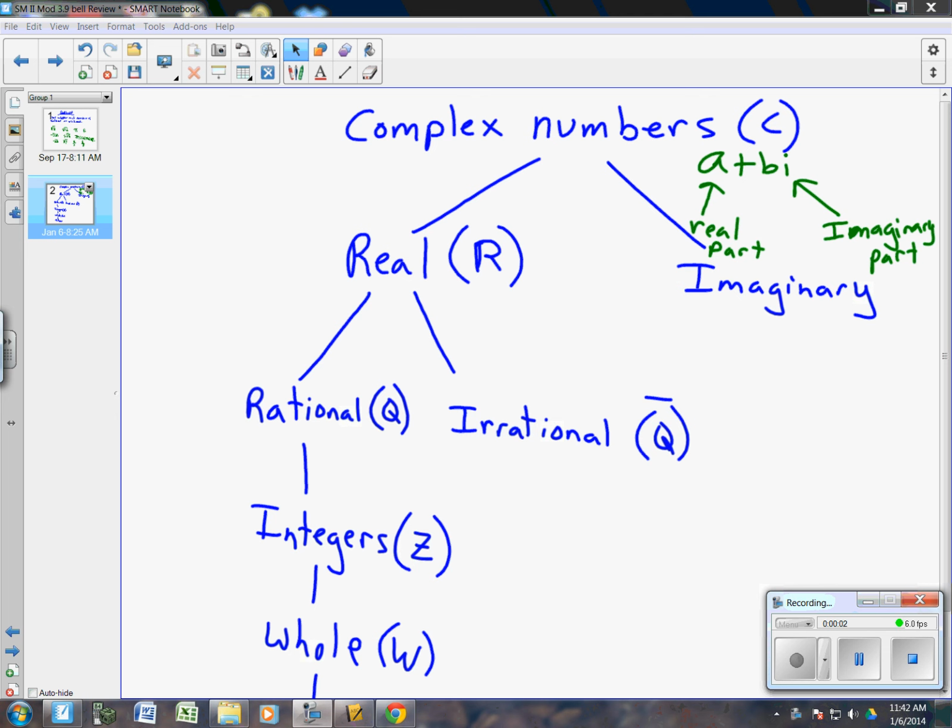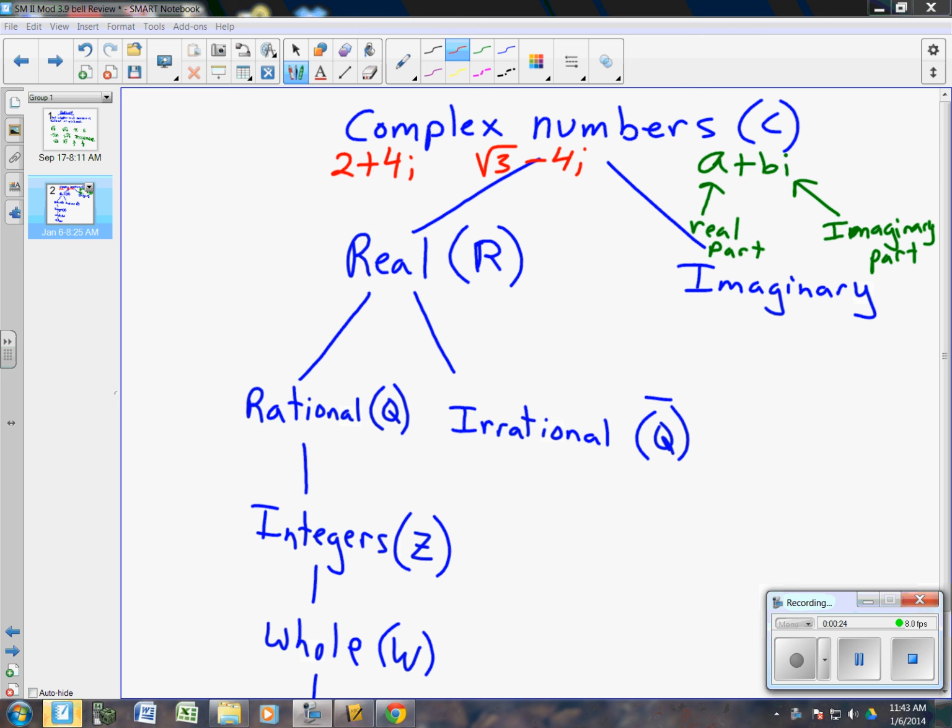Okay, so for example, really quickly, I'm going to write down a couple of complex numbers. 2 plus 4i would be an example of a complex number. But you can also use irrational numbers, like the square root of 3 minus 4i. Okay, you can have those.